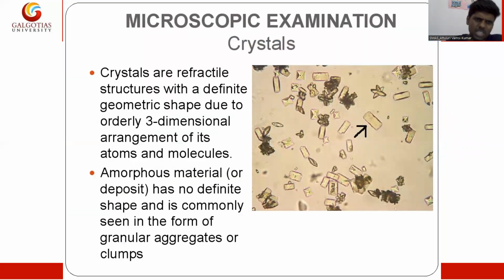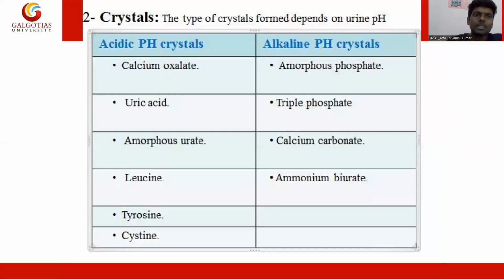The basic definition of crystals: reflective structures with a definite geometric shape due to orderly three-dimensional arrangements. There are many types, such as amorphous crystals, aggregates, granular crystals, etc. Crystals can also be classified as acidic and alkaline. The crystals seen in acidic urine are calcium oxalate, uric acid, amorphous urate, leucine, tyrosine, and cystine crystals. Whereas alkaline pH crystals that we see in the urine are amorphous phosphate, triple phosphate, calcium carbonate, and ammonium biurate crystals.